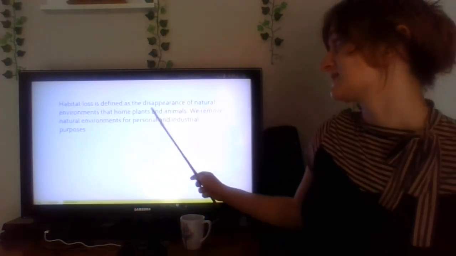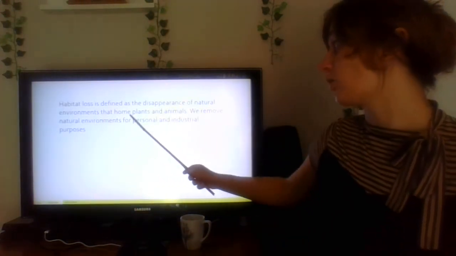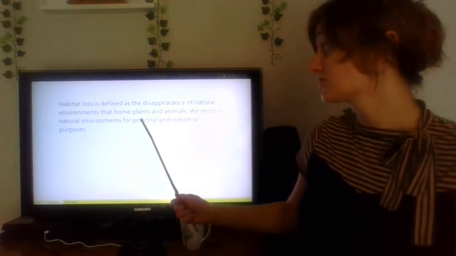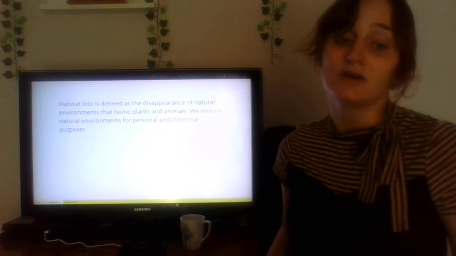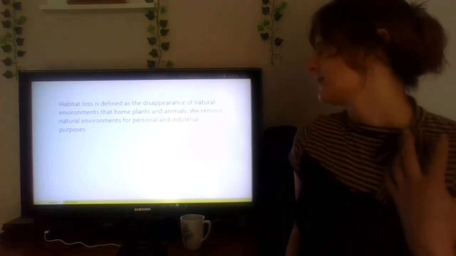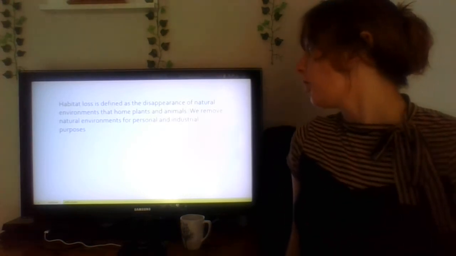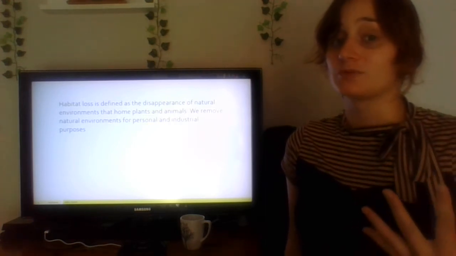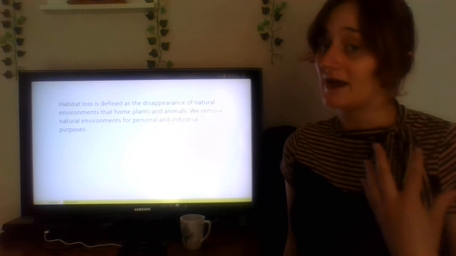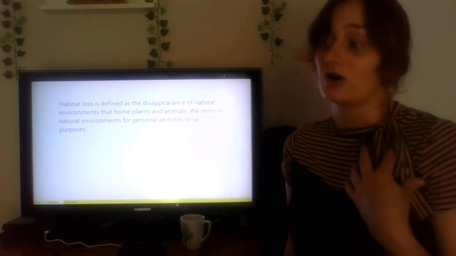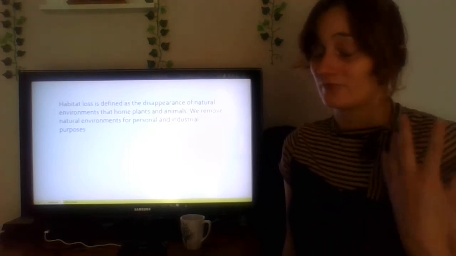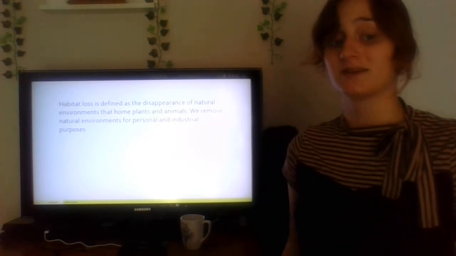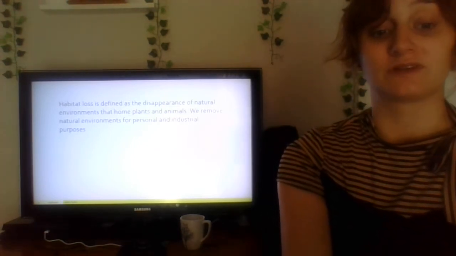And this is defined as a disappearance of natural environments that home plants and animals. We remove natural environments for personal and industrial purposes. So we may use it to build homes or to build factories. And this is a serious issue because we are taking up a lot of natural land for expansion. The majority of the planet has now become industrialized. And this is a serious issue for the environment.